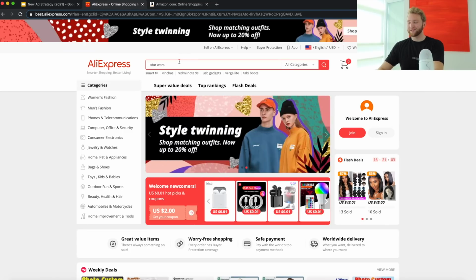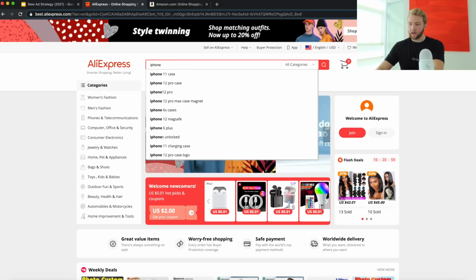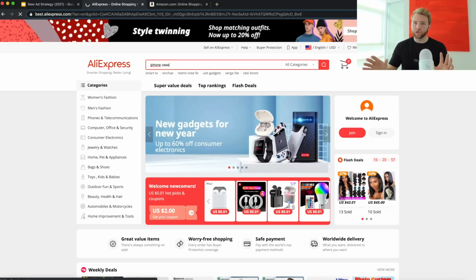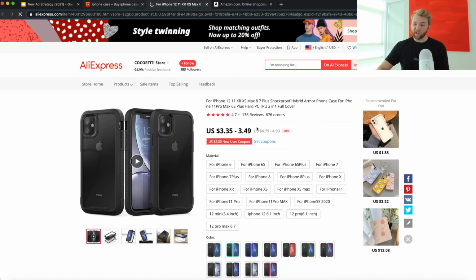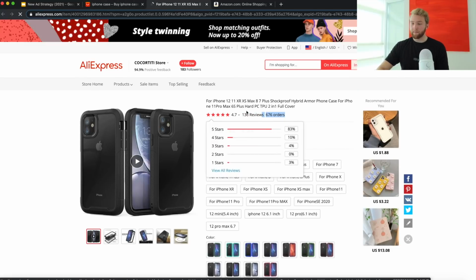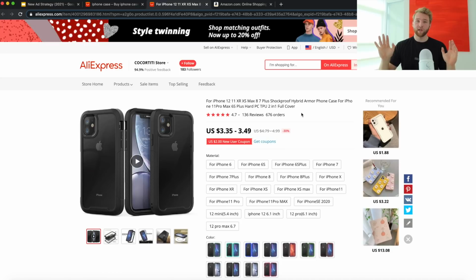Let's say you are selling an iPhone case. Okay, that might be a bad example. We're just going to roll with it. Okay, here's a cool, durable looking phone case. 676 orders, decent reviews, not bad. I'm not saying you have to source off AliExpress. Sure as hell I don't, but this is just an example.